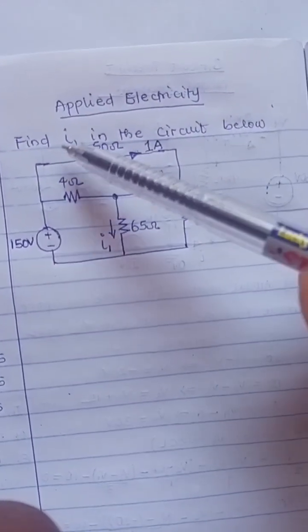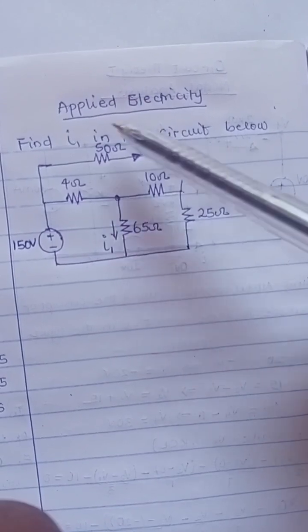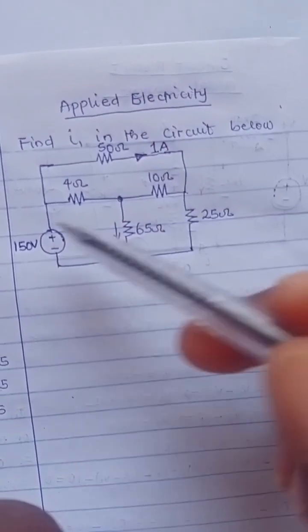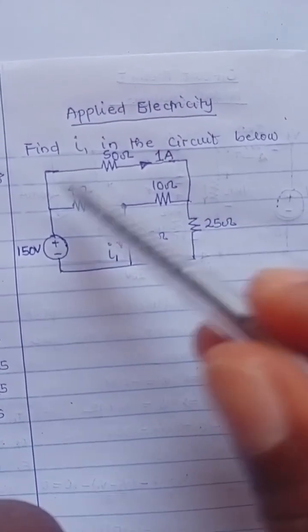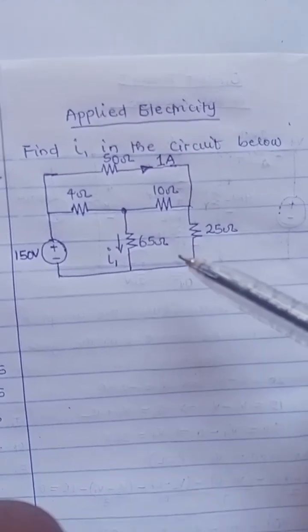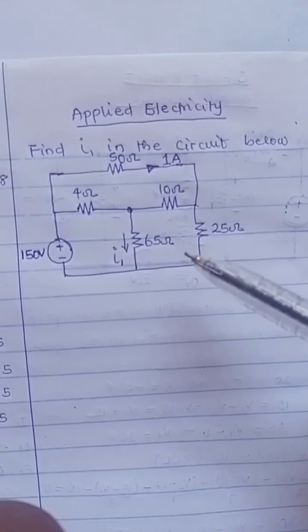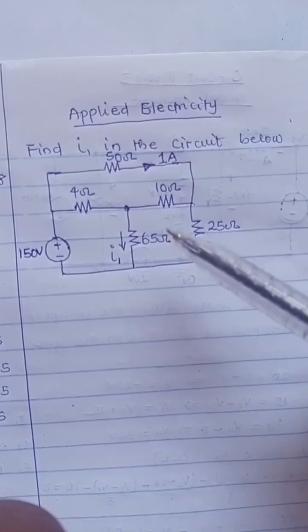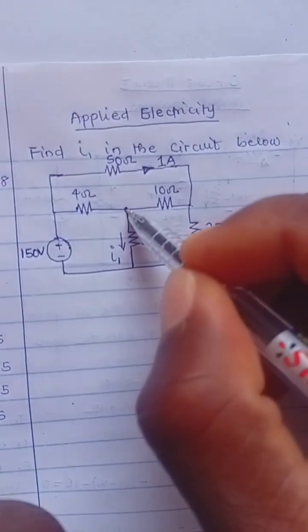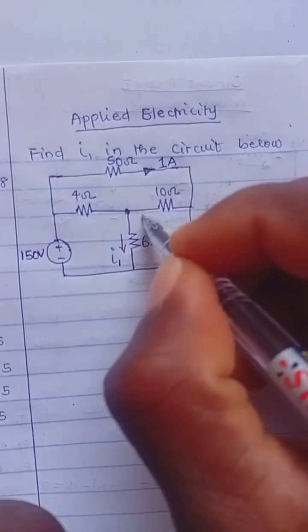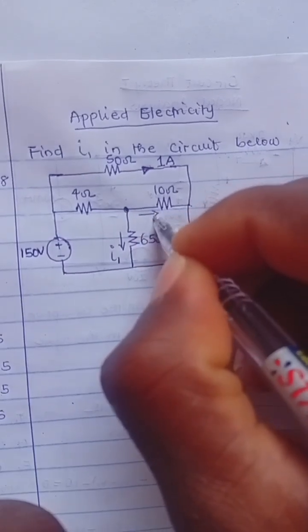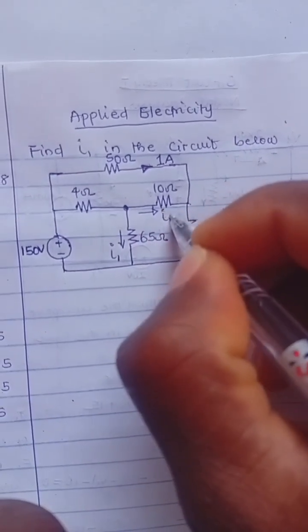We have to find I1, that is this very current in the circuit below. You can see that this circuit has several branches, but we want to be systematic in our picking, and by doing that we'll be able to label each and every branch current effectively. So let's say there is a current in this direction. Let's call that I2, right?